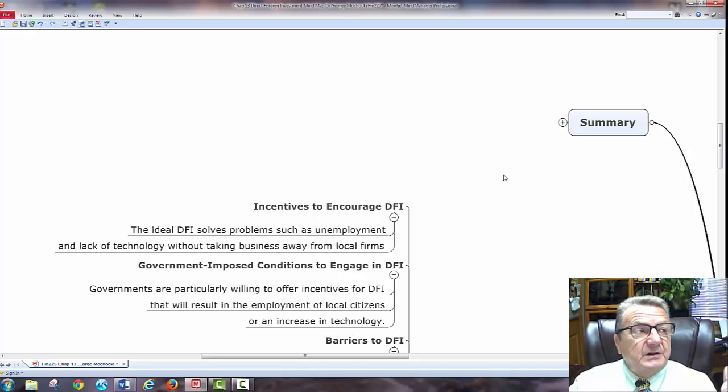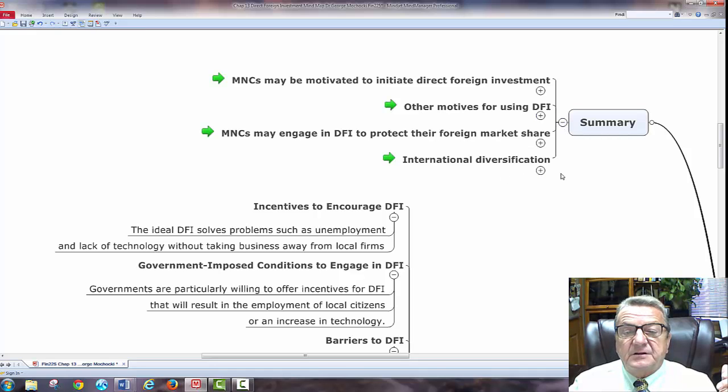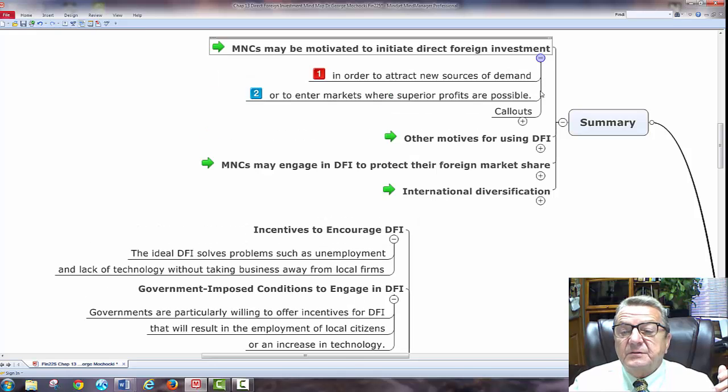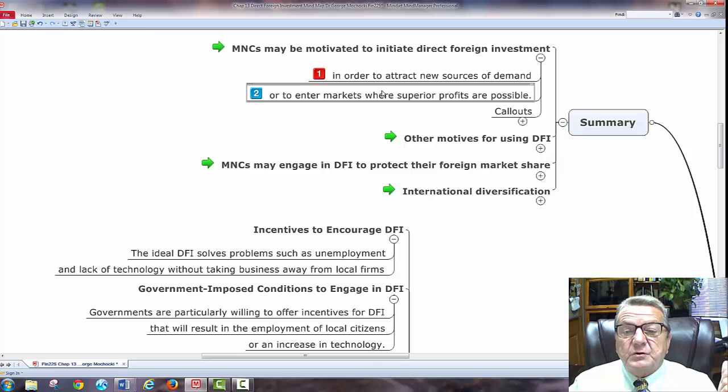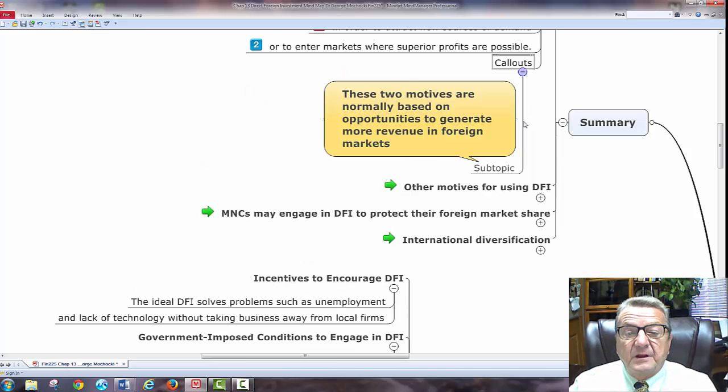Okay, so we did pretty good. Okay, I'm almost done. Let's look at the summary. MNCs may be motivated to initiate direct foreign investments, one, in order to attract new sources of demand. That's what I'm doing for direct foreign investment. Or to enter markets where superior profits are possible, and I want to be part of the whole thing in there. These two motives are normally based on opportunities to generate more revenue in foreign markets.